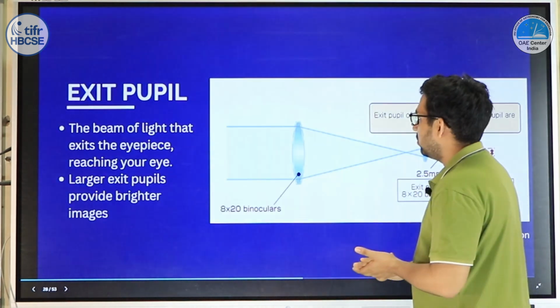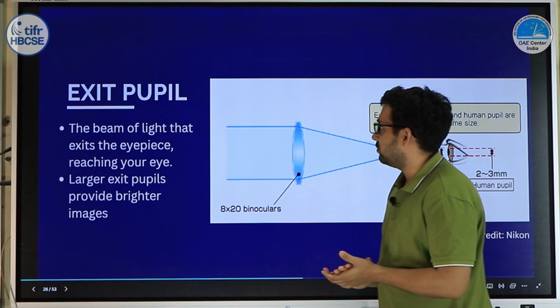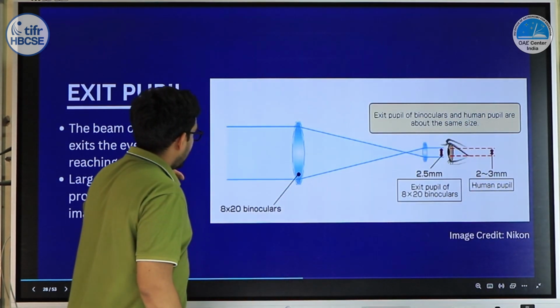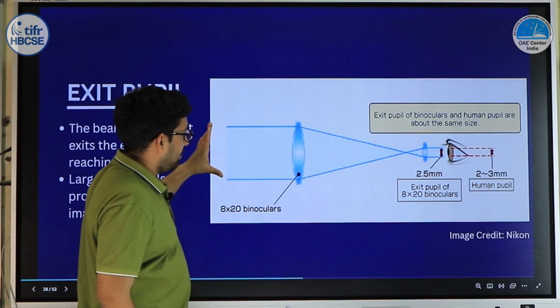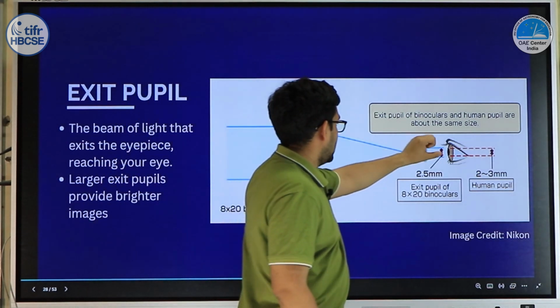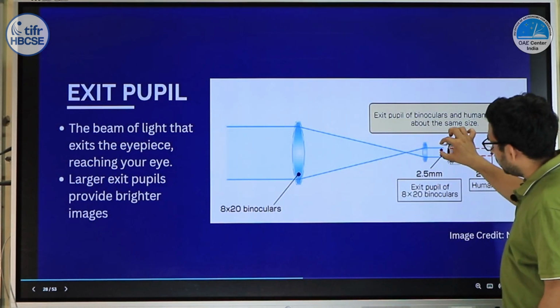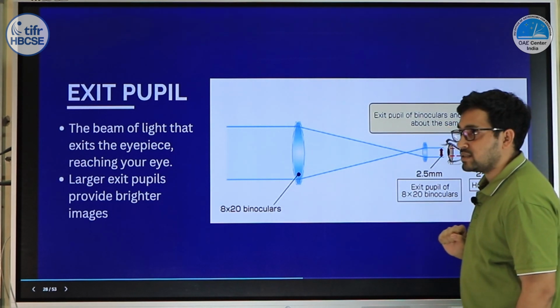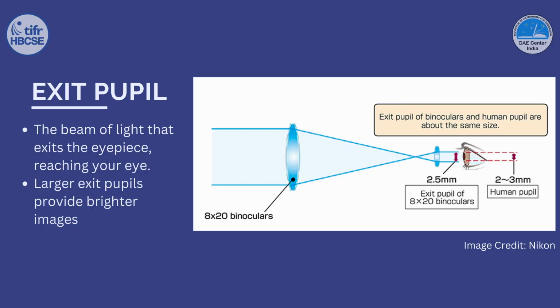Right. Now for the final parameter of this video, there is something called exit pupil. If parallel incoming rays to the primary optics hit and converge, finally they exit at a much narrower diameter, and this diameter is called the exit pupil. This definition holds for binoculars or different types of telescopes.